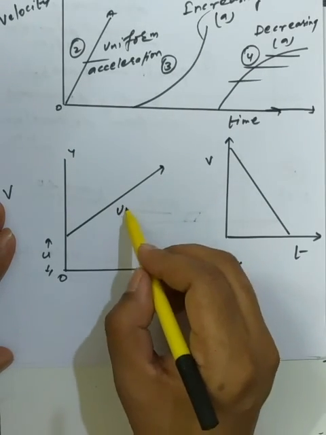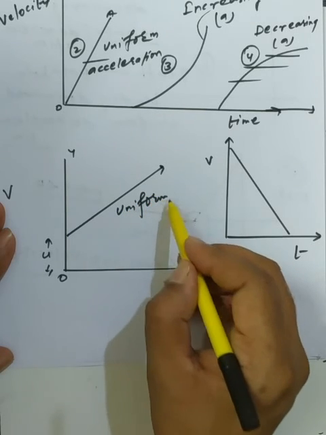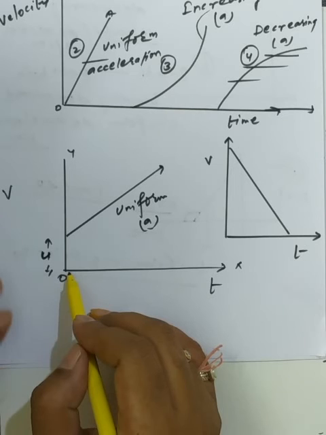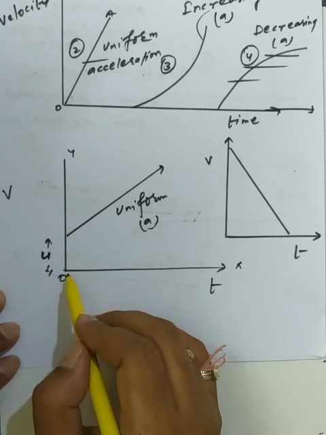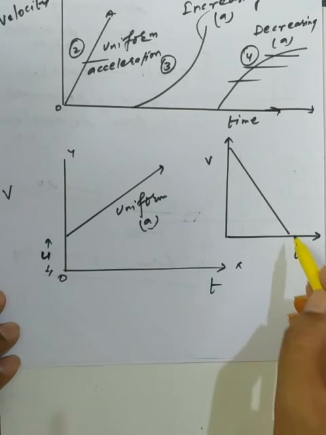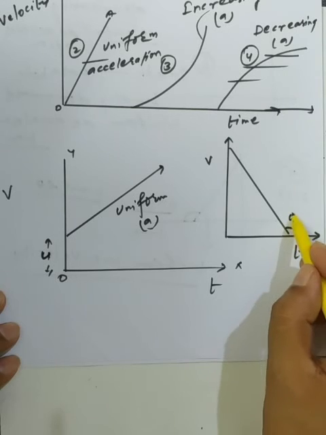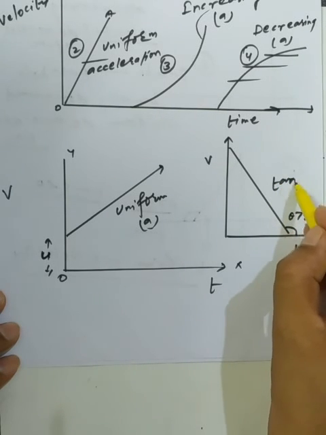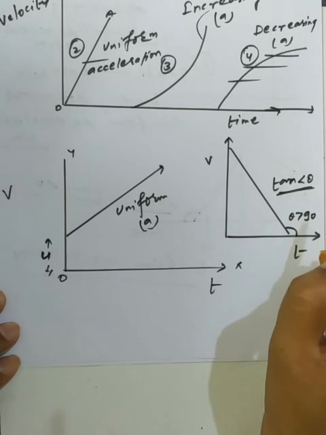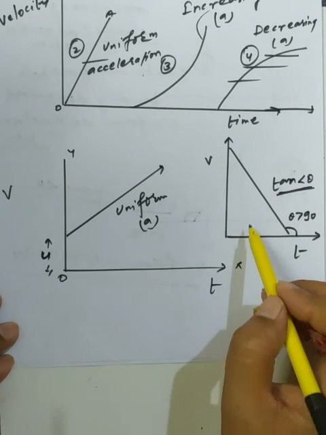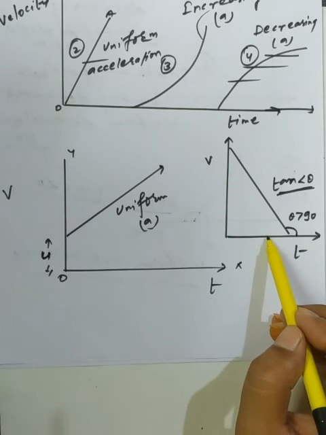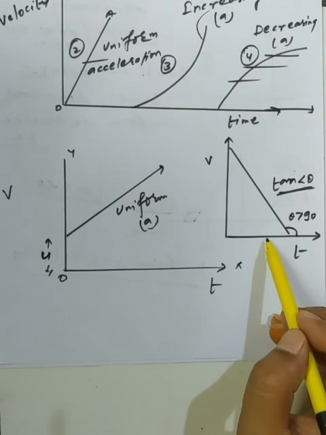Okay, now here we have another graph in which the object shows uniformly accelerated motion, with uniform acceleration. But here the object has an initial velocity, so the graph does not start from the origin. Now here we have the graph for which theta is greater than 90. We know that in the second quadrant tan theta is negative.